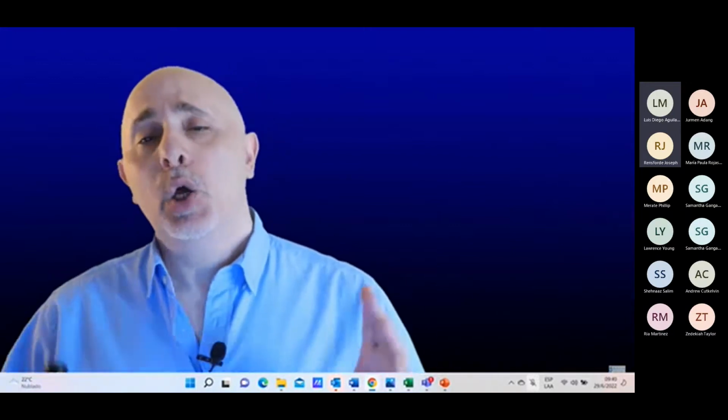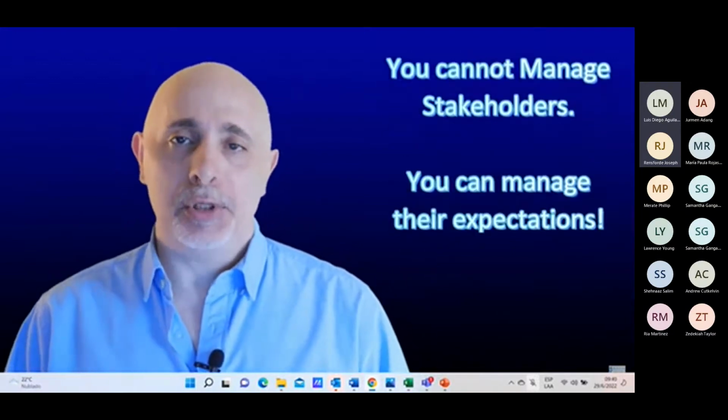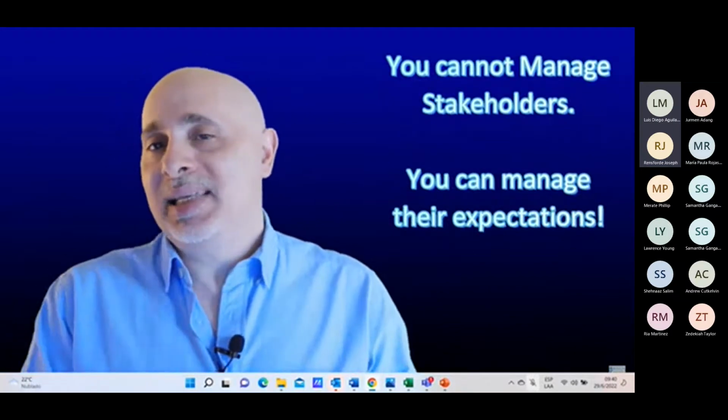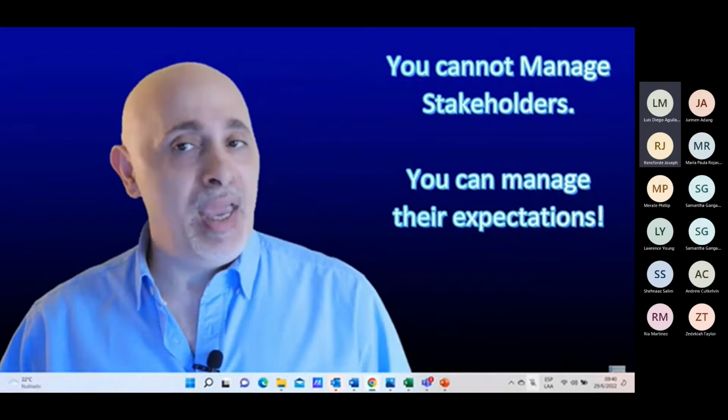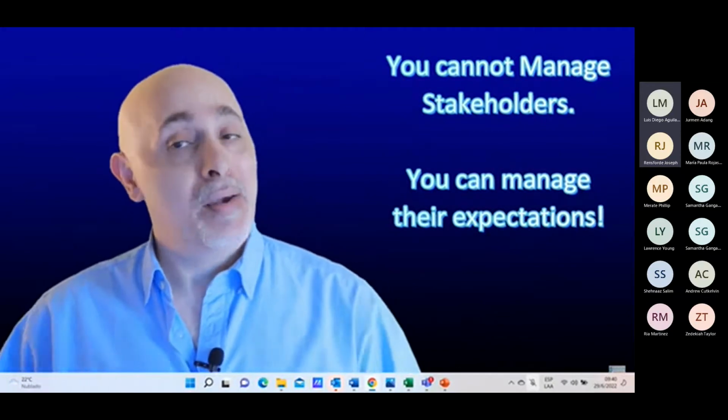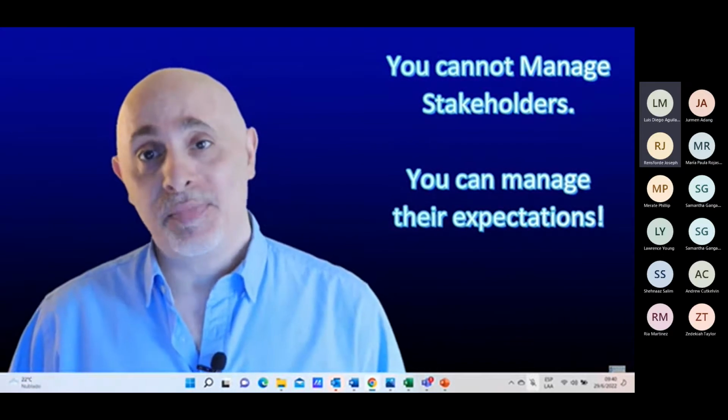I keep saying managing, but you know what? You really cannot manage stakeholders. You can only manage their expectations. That's why we prefer to really say engage the stakeholder, manage expectations. These are better terms than saying managing the stakeholder. They're not really yours for you to manage.